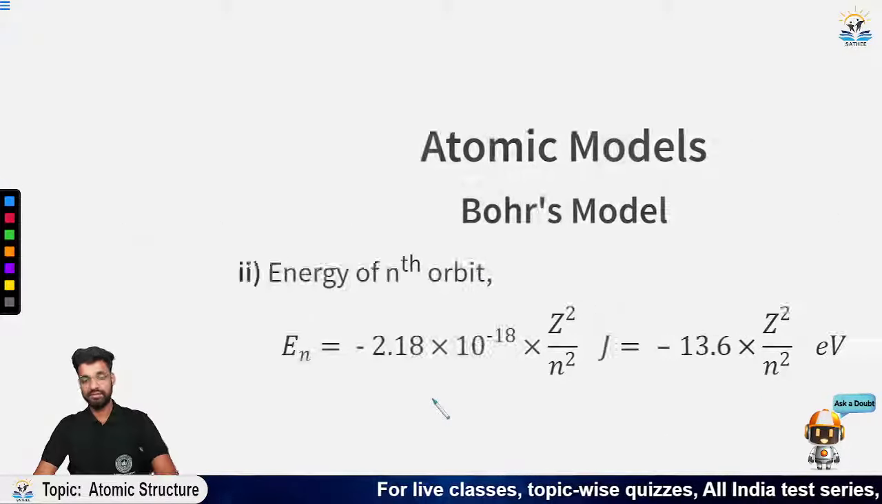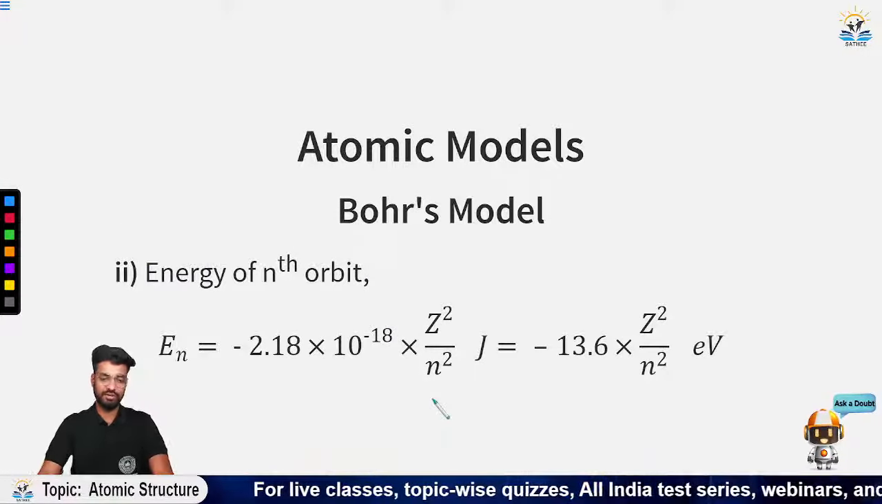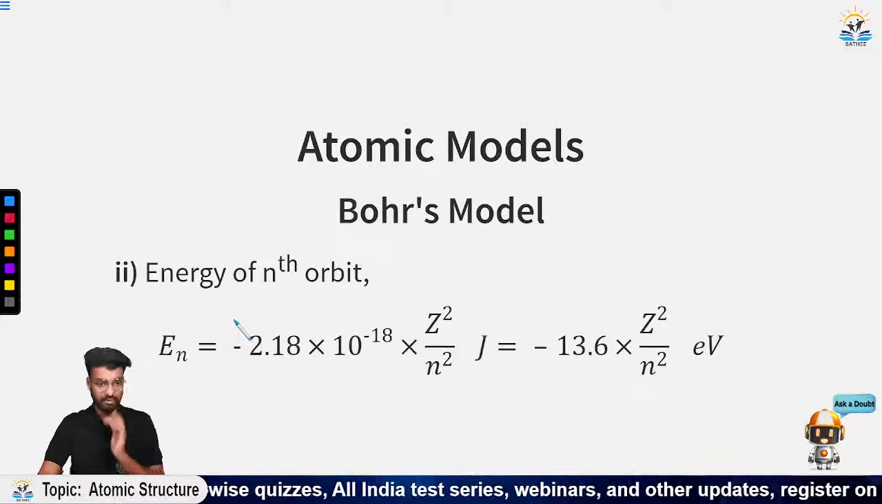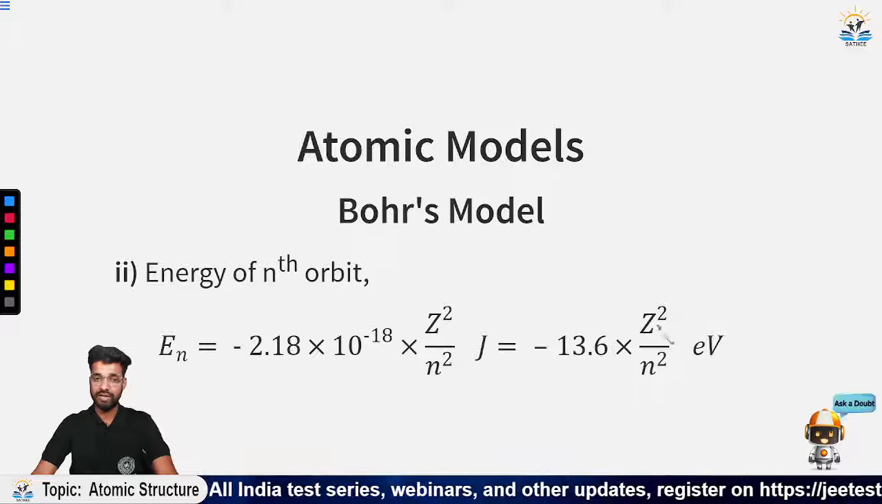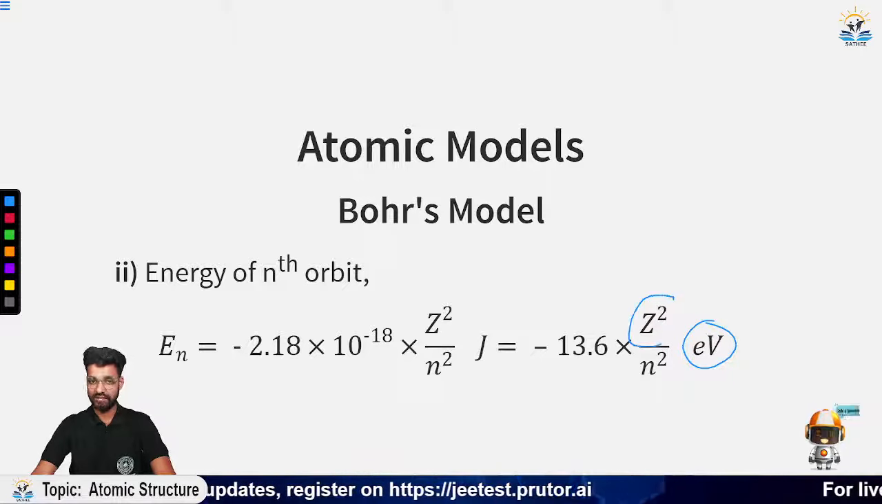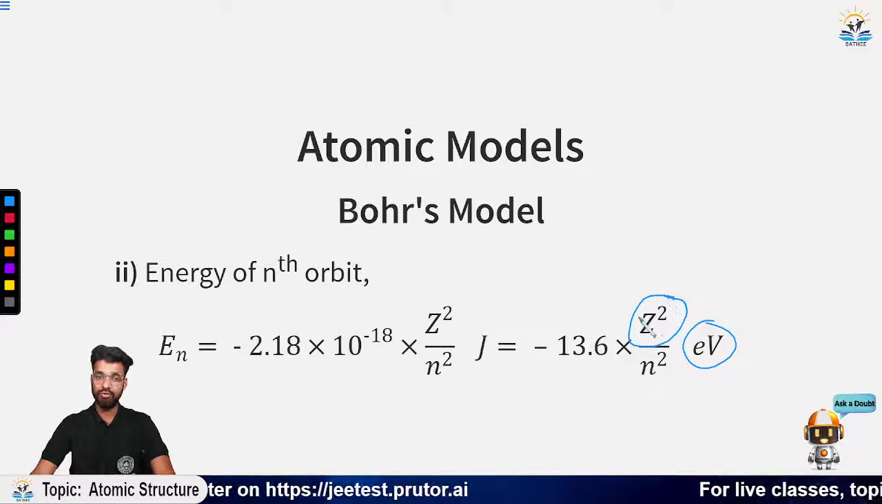Now next we have the energy of the nth orbit. So we have seen that the energy of the nth orbit is minus 13.6 into 1 by n square electron volt for the hydrogen atom. But if we have to consider every hydrogen-like atom, then we do have the z square.